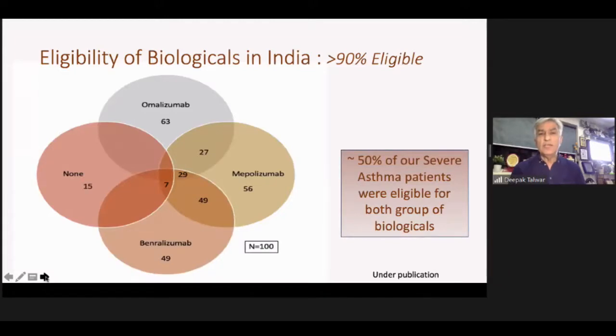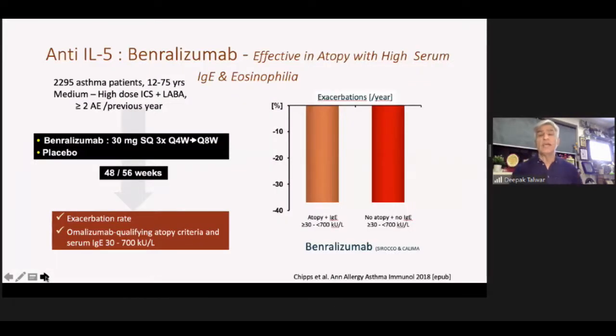When we look at the eligibility for biologicals in this cohort of 100 patients with severe asthma, more than 90% of the patients were eligible for one or more biologicals. And very importantly, 50% of these patients were eligible for both groups of biologicals, that is anti-IgE as well as anti-IL-5 drugs. That leads to confusion in the minds of clinicians treating severe asthma with biologicals, to choose either omalizumab or an anti-IL-5 drug, which also now has 2 drugs to confuse us further.